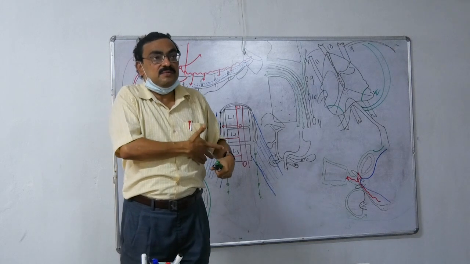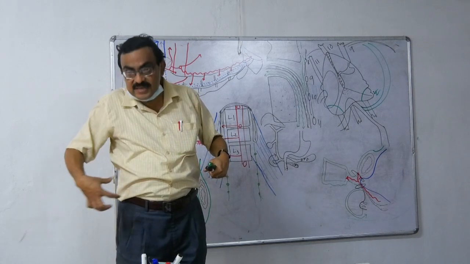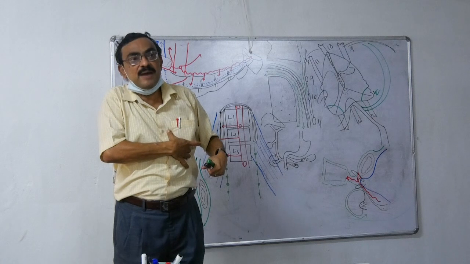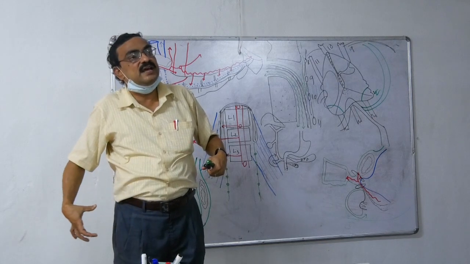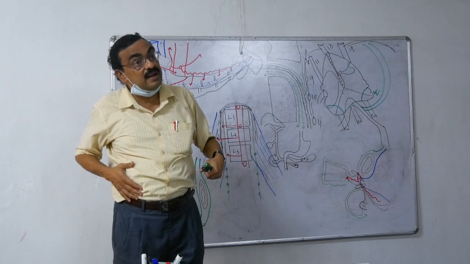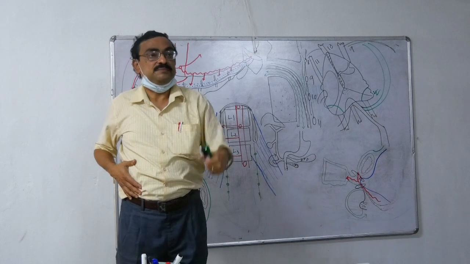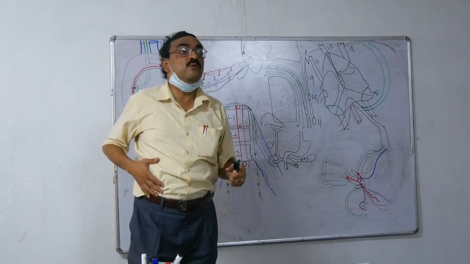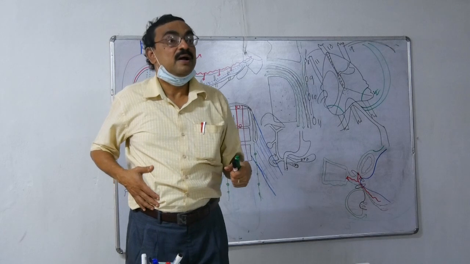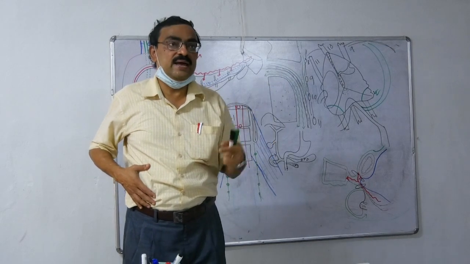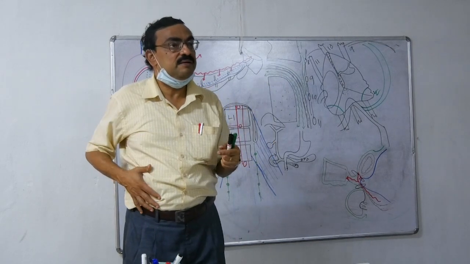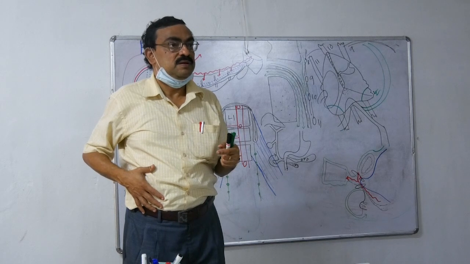The spleen moves in this direction from the left hypochondrium to the right iliac fossa. We can feel it in chronic myeloid leukemia, kala-azar, and malaria.